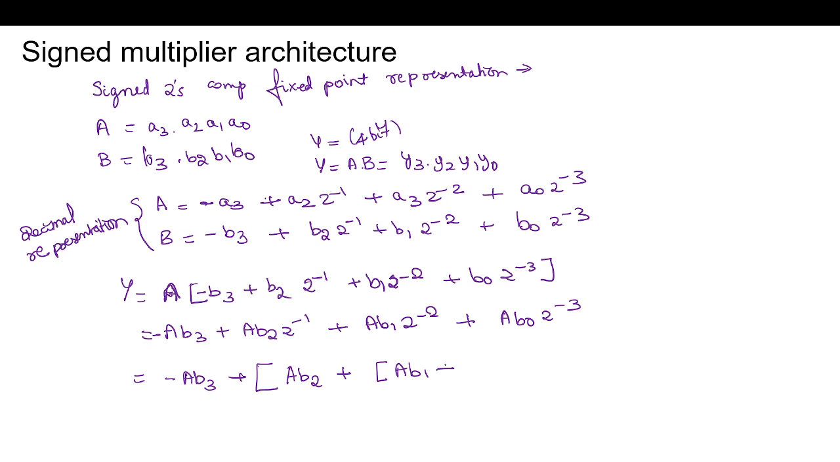A and B terms I am writing separately, and then I will write the 2 to the power minus 1 terms. So with A B0 I have 3 times: 1 time 2 to the power minus 1, second time 2 to the power minus 1, third time 2 to the power minus 1. So you can see A B0 will be multiplied 3 times with 2 to the power minus 1. A B1 will be multiplied 2 times. A B2 will be multiplied only once.